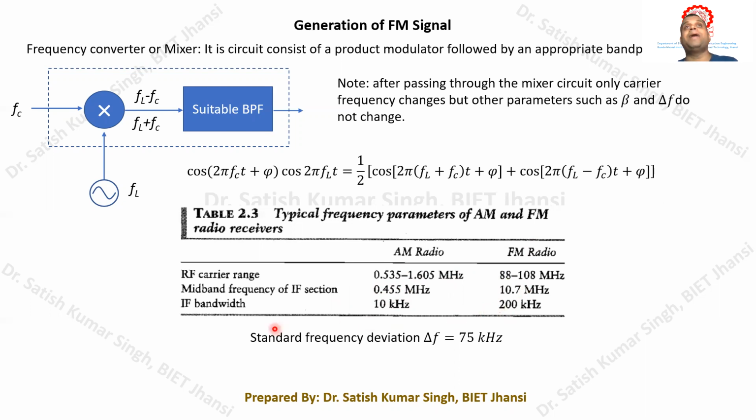Similarly, the bandwidth allotted for each station: in the case of AM it is 10 kilohertz. If you listen to any AM radio station, all those AM radio stations will take a bandwidth of 10 kilohertz. But at the same time, FM radio has a bandwidth of 200 kilohertz.